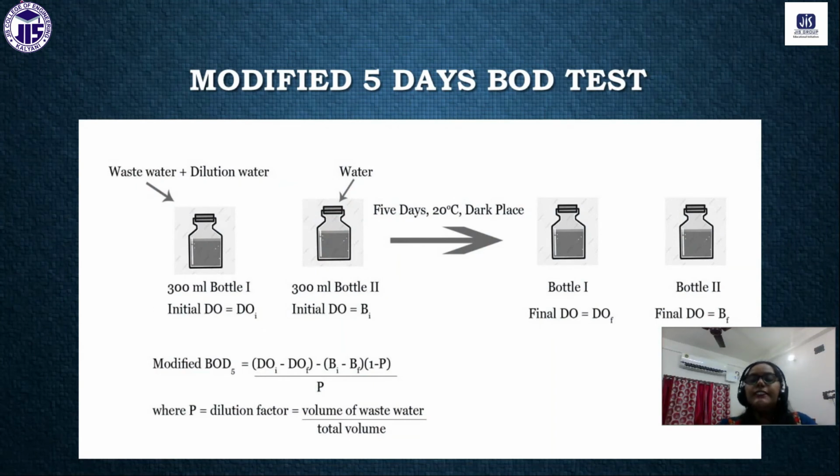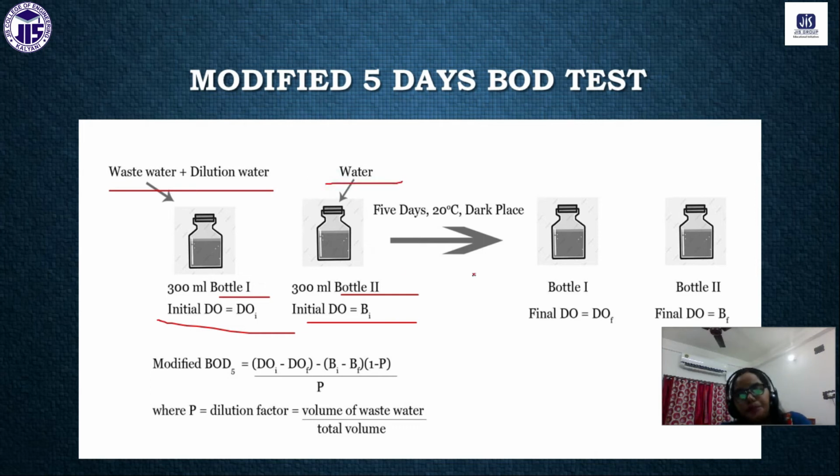Okay, so this is the schematic diagram of the modified BOD test. Look here, we have taken two bottles, bottle 1 and bottle 2, each of 300 ml volume. In bottle 1 we have taken wastewater and diluted water. And in bottle 2, sorry, we have taken only the water.